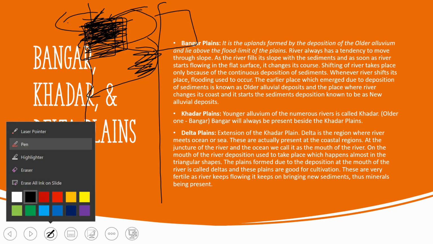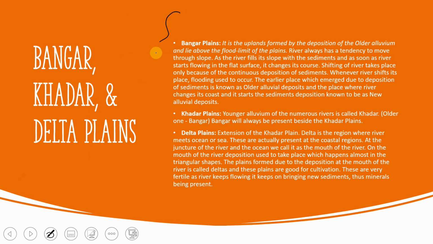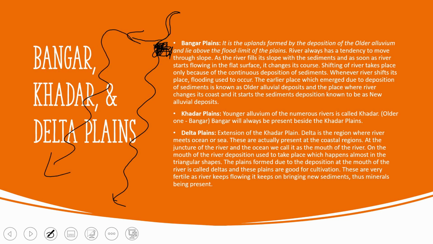Okay, so if the river is flowing like this right now, and the sediments get accumulated a lot here and the height difference occurs, and part of the land is lower than this sedimentation area, then ultimately the river will change its course and flow like this, and a flood will occur. The first time we call it a flood, then after that this will be the new path of the river. This old one will be your Bangar Plains, and this new one will be your Khadar Plains. That new one is getting formed.